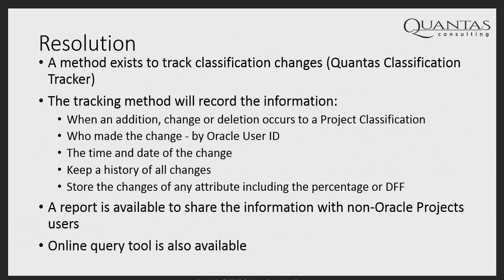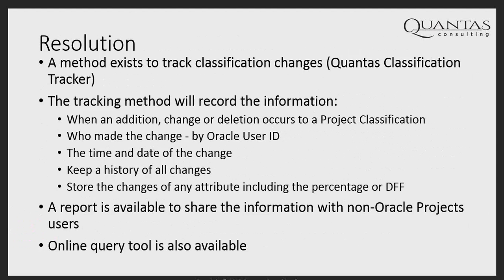We have a method to track those classifications, and that's the Quantas Classification Tracker. This tracking method will record the information, such as an addition, change, or deletion. When I use the term change, I'm really referring to any additions, changes, or deletions in this presentation. It records who made the change by their Oracle user ID, the time and date of the change, and it keeps a history of all the changes.